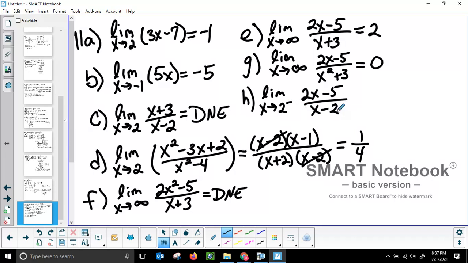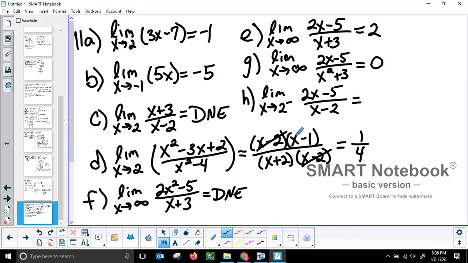Now we know that as a graph approaches a vertical asymptote, which happens when the top is not 0 but the bottom is 0, we will always have a vertical asymptote. And as a graph approaches a vertical asymptote, it only has two options. It can either go to positive infinity or negative infinity.